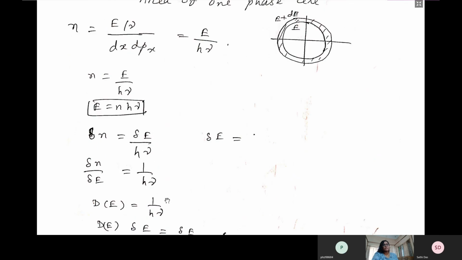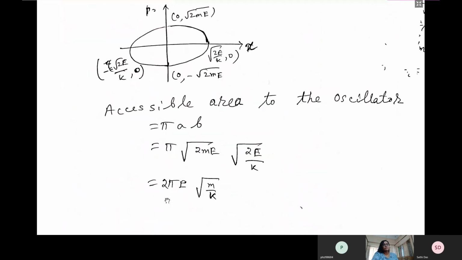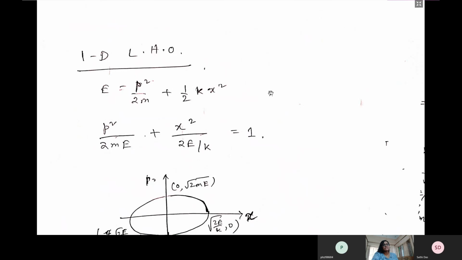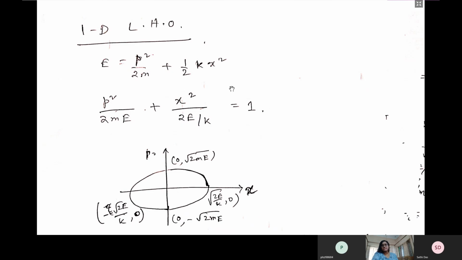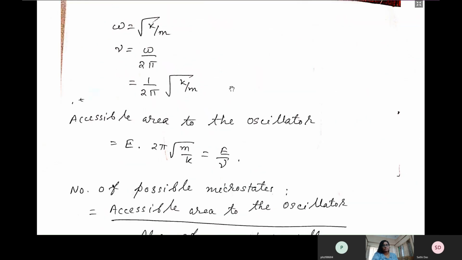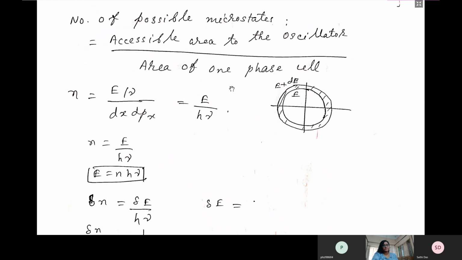So for one dimensional harmonic oscillator, here you are given just the term, that is E equals to the energy, or suppose you are given that one dimensional linear harmonic oscillator, what will be the density of state? Okay, so you can calculate it by this way.